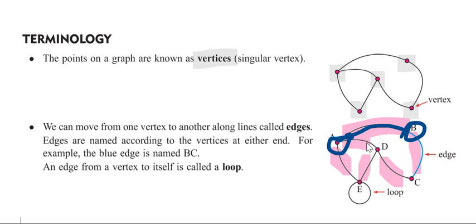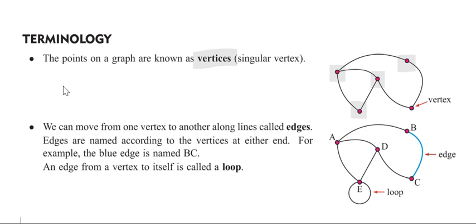Now a different terminology, which is a little bit more complex than the ones we just studied, is called the loop. So what is a loop, first of all? A loop is an edge from a vertex to itself. For example, you can see this E is encircled, hence it means it's a loop, because it is an edge from a vertex to itself. Hence E is a loop and the rest of them are not loops.